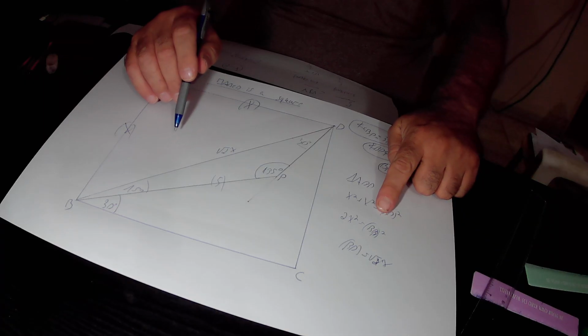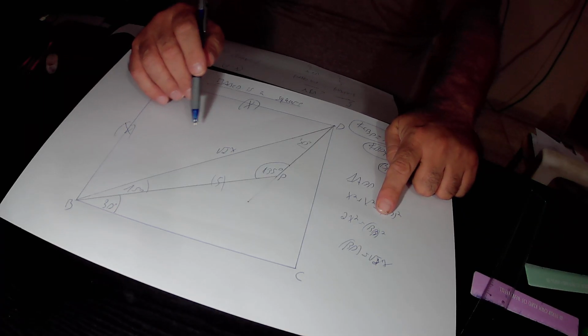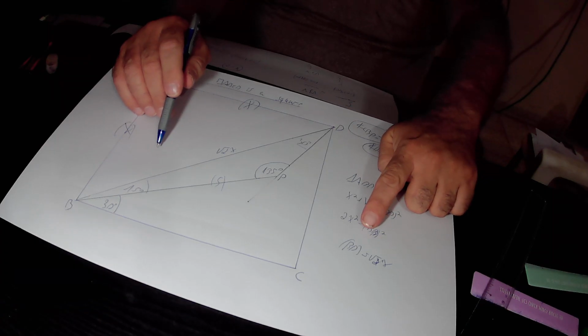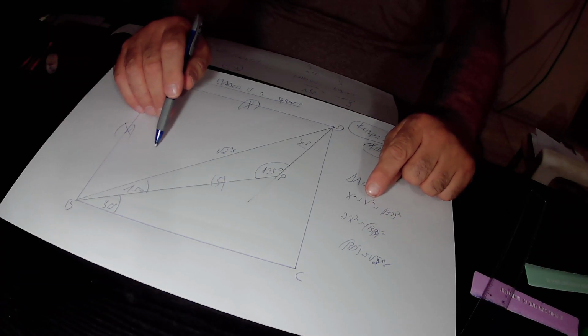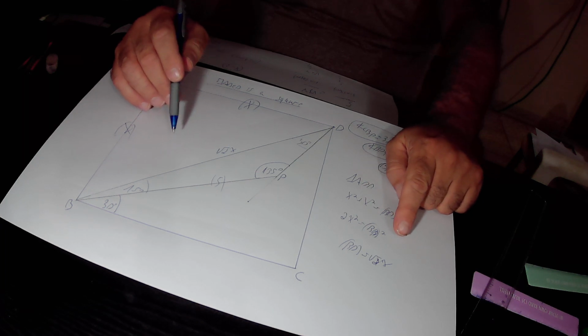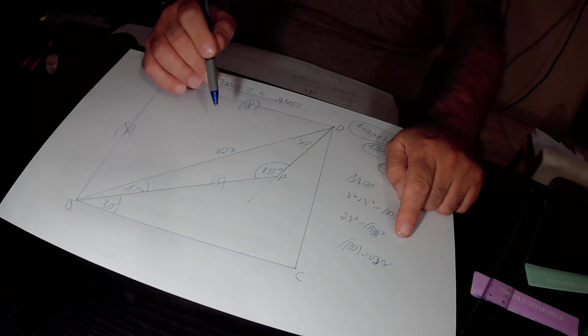So here we took the square root of both sides and found that the hypotenuse BD is equal to the square root of 2 times the square root of x squared, which is x. So in total, DB equals the square root of 2 times x units in length.